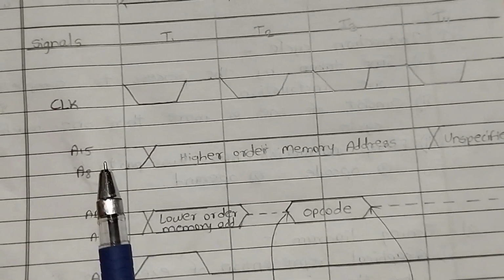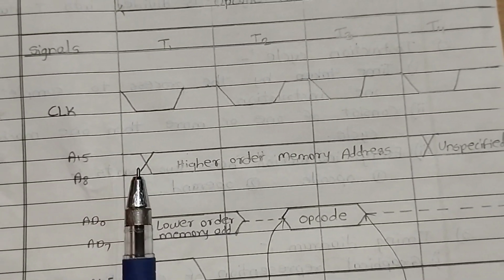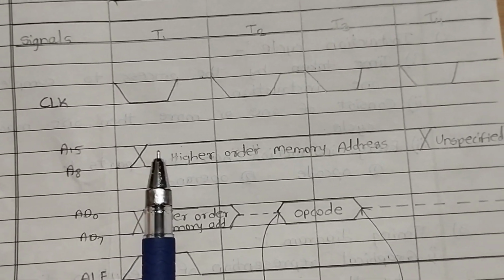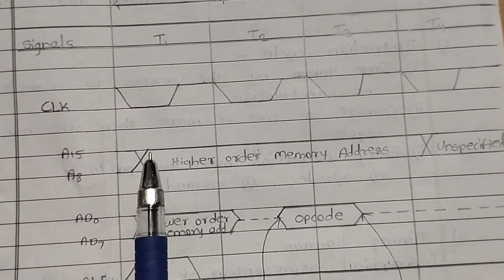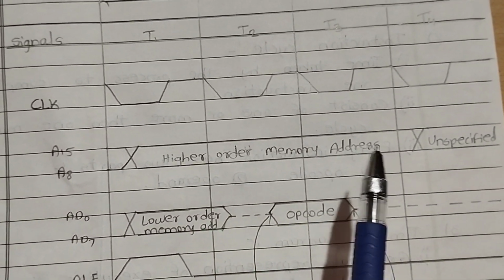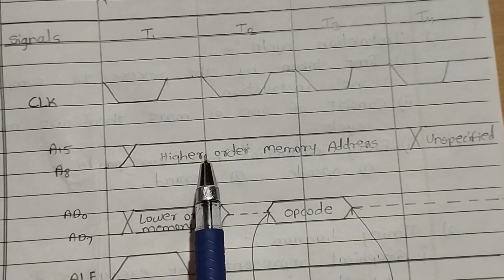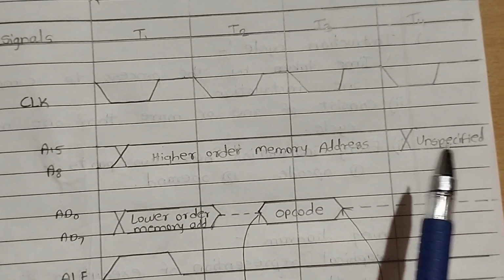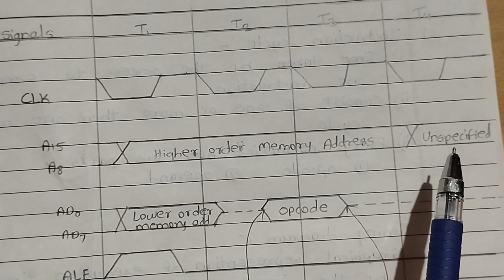Then second, for our higher order memory addresses we write. For that purpose we draw T1 to T4 as one box where we write the higher order memory address. Then the next part is for the unspecified.